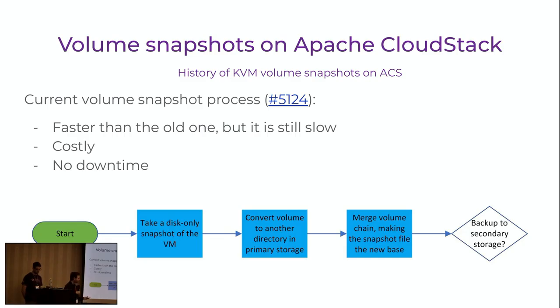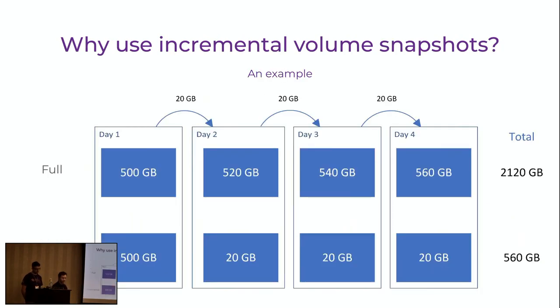Now, this process is a lot better than the original one because there's no downtime and we only have to snapshot the volume that we want, but it still has one big problem: if we are taking recurring snapshots, we will be saving a lot of duplicated data. Let's say, for example, that we have a virtual machine with a single volume with 500 gigabytes of data, and this volume might grow 20 gigabytes per day. If we take a daily snapshot in a 4-day period using the full snapshot process, we will have, at the end of our 4-day period, around 2 terabytes of data on our storage, but most of it will be duplicated because only around 20 gigabytes was actually changed.